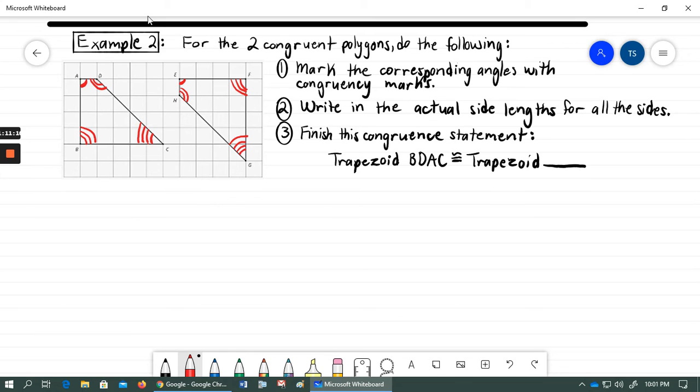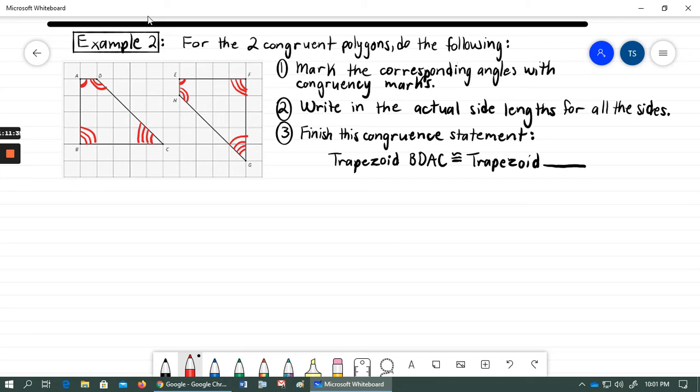Okay, so we got our congruent or corresponding angles marked with congruency marks. We're going to go ahead and do part 3 right now, and then we're going to do part 2 after. So let's finish this congruent statement. Trapezoid BDAC would be congruent to trapezoid what?